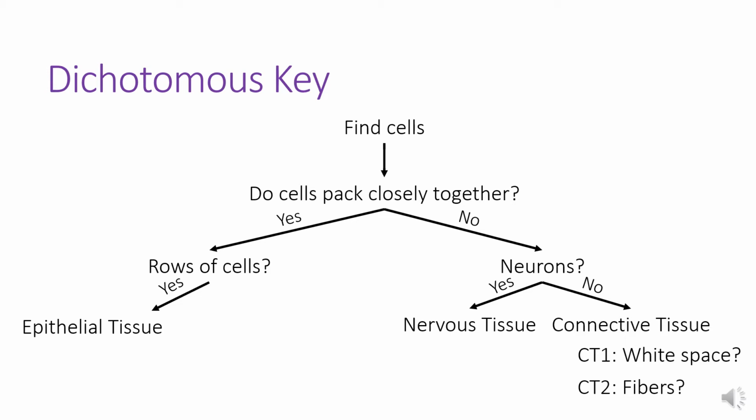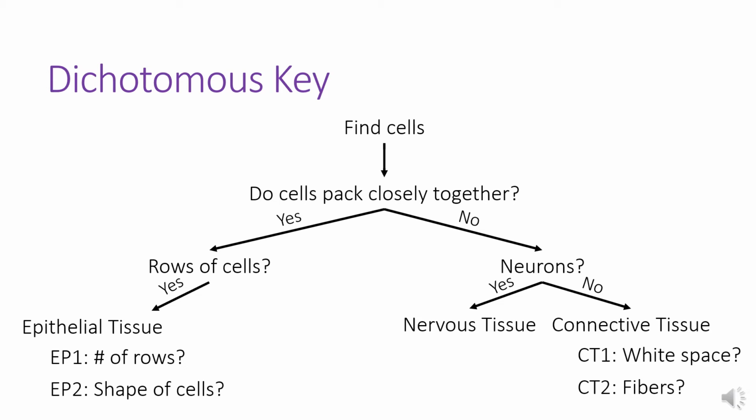Once we think we're looking at epithelial tissue, we have new special follow-up questions that we only ask for epithelial tissues, like the number of rows that we see. Is it a simple type of epithelia, or is it stratified? Once we've answered that question, we then ask, what shape are the cells? Are they squamous, cuboid, or columnar shapes?